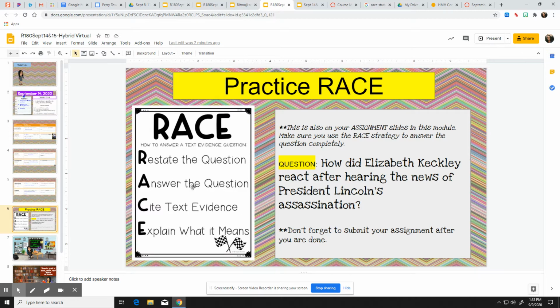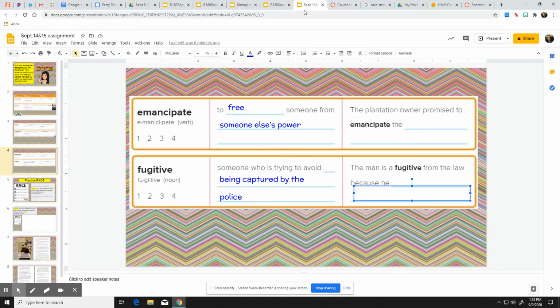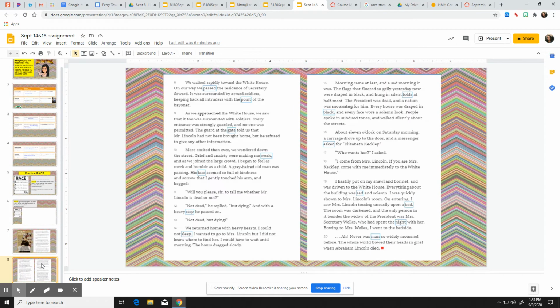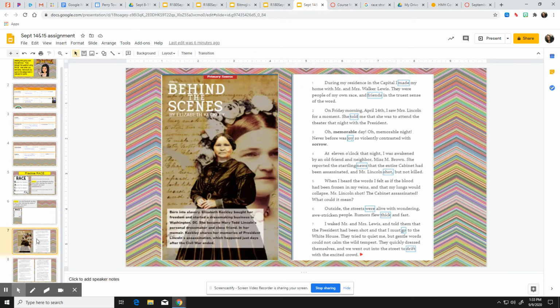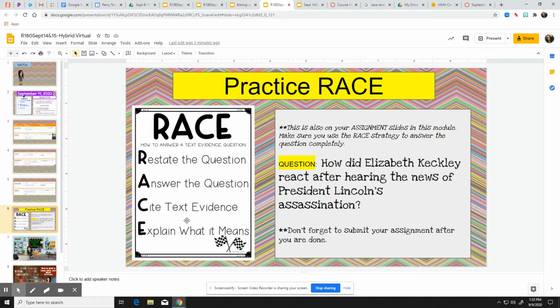Don't forget, I put the RACE strategy right here. You want to restate the question. You want to answer, cite, and I have given you the readings that you can cite this from. So you're going to have to look through this and find evidence to prove your answer. Make sure you're doing that. And then explain. Don't forget, with the sentence starter, you can start with "this evidence proves" or "this evidence shows," so you're not saying "this means that blah, blah, blah." I don't want you to start the E off with "this means." Don't do that.